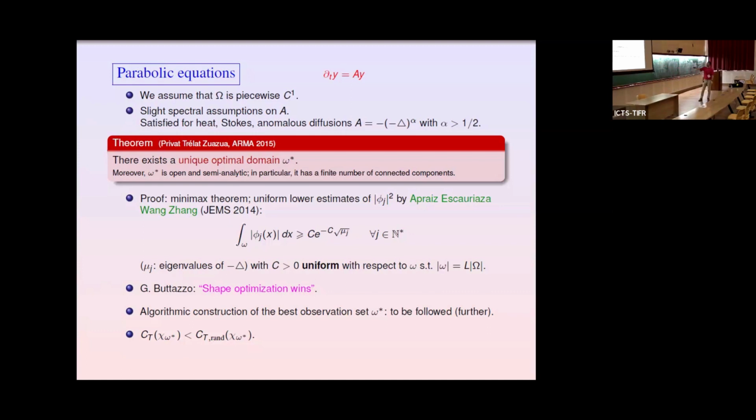Aprez, Escoriaza, Wang is Gengsheng Wang, who is now in Tianjin, and Zhang, because there are thousands, millions. Sorry?